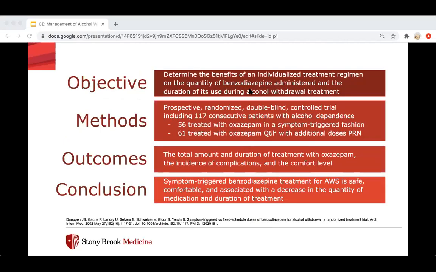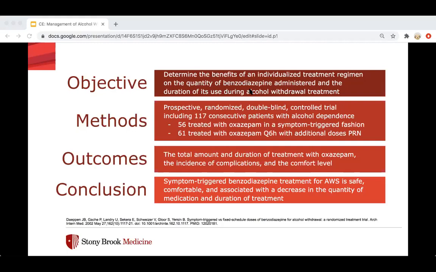So here's a study I found that compared symptom-triggered versus fixed dose benzodiazepines for alcohol withdrawal. The objective of this study was to determine the benefits of an individualized treatment regimen on the quantity of benzodiazepine administered and the duration of its use during alcohol withdrawal treatment. This was a prospective randomized double-blind controlled trial, including 117 consecutive patients with alcohol dependence. 56 patients were treated with oxazepam in a symptom-triggered fashion, while 61 were treated with oxazepam every 6 hours with additional doses PRN. The outcomes of the study were the total amount and duration of treatment with oxazepam, the incidence of complications, and the comfort level.